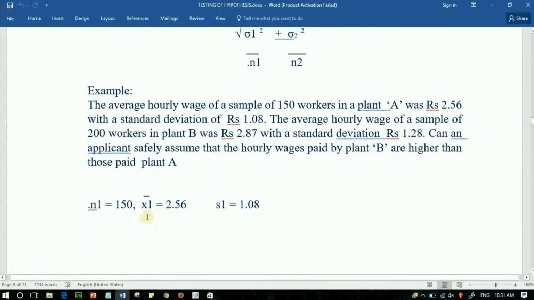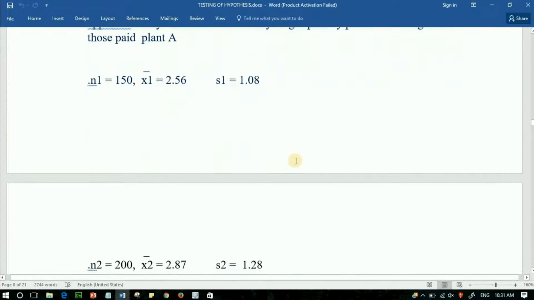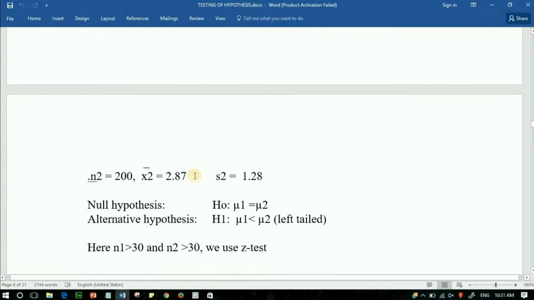So x1 bar is given, n1 is given: n1 is 150 and x1 bar is 2.56, related to the sample. So s1 is equal to 1.08. Similarly, n2, x2 bar and s2 are given. The null hypothesis is H0: mu1 is equal to mu2. In the null hypothesis, there is no difference between the values, whatever it may be, the single mean or the two means.